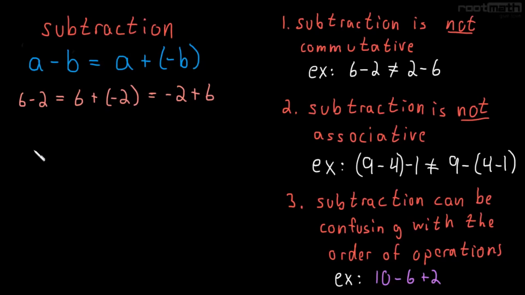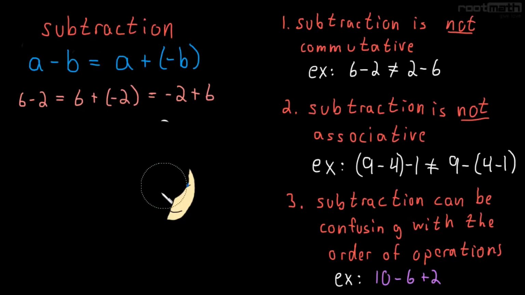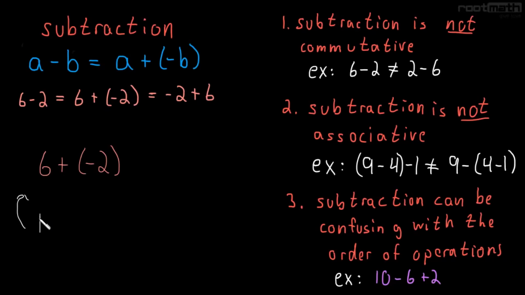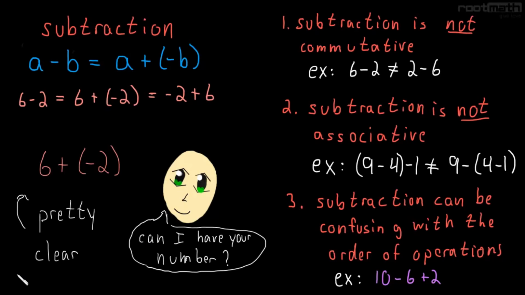A little note about the notation here. Why do we put parentheses around the negative sign? It's really because doing it without them is ugly and unclear, and you might even confuse somebody if you're not very neat. So instead what we do is we put parentheses around the negative sign so that everything is really clear. If we look at this, it's very clear what we mean. We mean 6 plus negative 2. And now anybody looking at that will know exactly what you mean. Okay, so that's just a note about why we put parentheses around the negative sign.